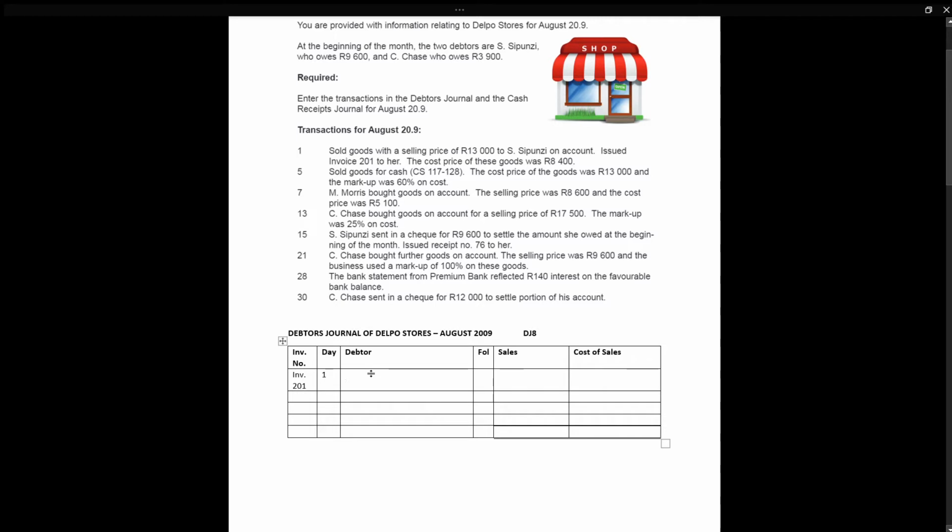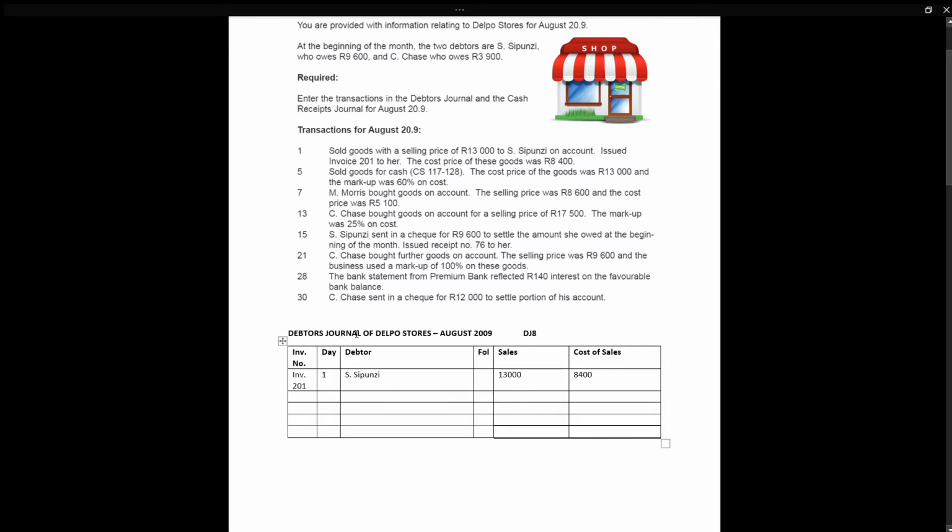The debtor is S. Sapunzi. Hope I'm saying that right. Anyway, selling price 13,000. And then cost of sales 8,400. Very easy, they gave me all of that information. Right, sold goods on the 5th, sold goods for cash, so that's a cash receipts journal. Let's go down and do that one.